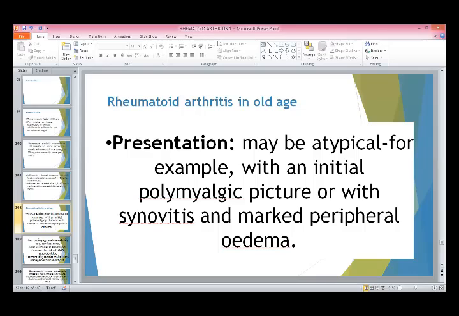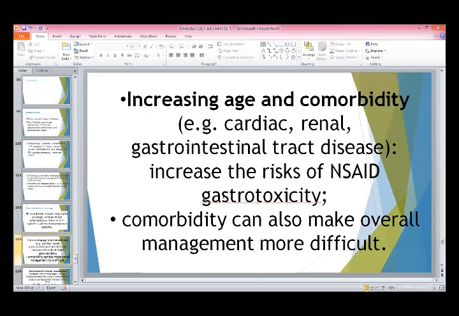Rheumatoid arthritis in old age, the presentation may be atypical, for example, with an initial polymyalgic pain or with synovitis or marked peripheral edema. In young patients, the presentation of RA is classical, but this may not be so in old patients. Because with increasing age, patients have certain other diseases also, like cardiac, renal, GIT disease. Comorbidity can also make overall management more difficult in old age patients.